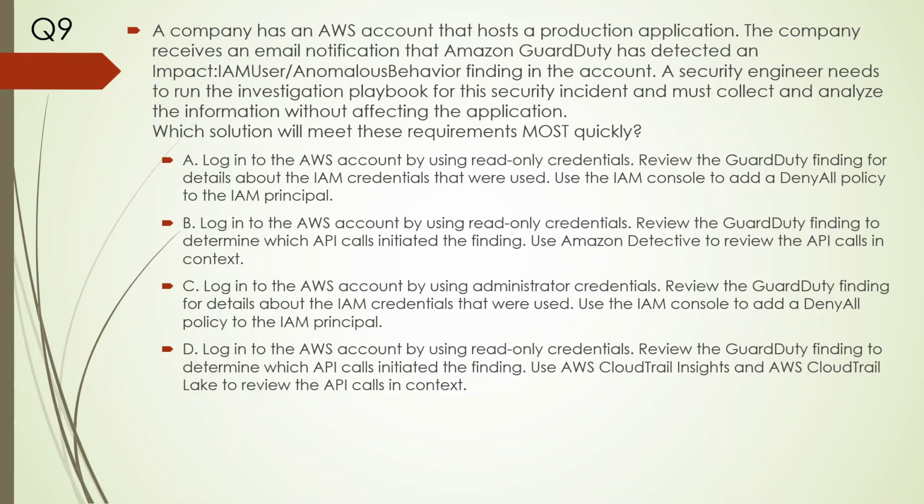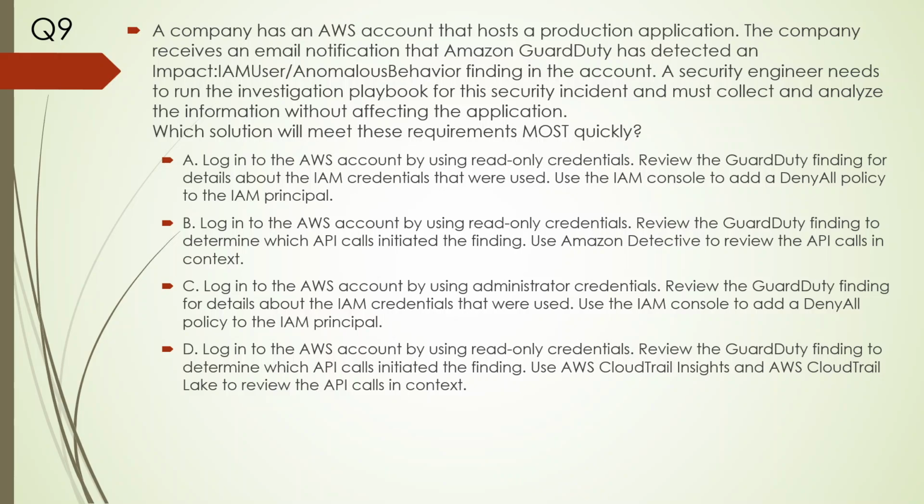Letter A, log into the AWS account by using read-only credentials. Review GuardDuty findings for details about the IAM credentials that were used. Use the IAM console to add a deny all policy to the IAM principal. Letter B, log into the AWS account using read-only credentials. Review GuardDuty findings to determine which API calls initiated a finding. Use Amazon Detective to review the API calls in context.